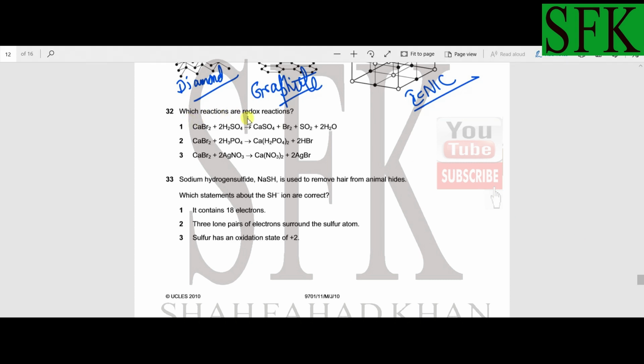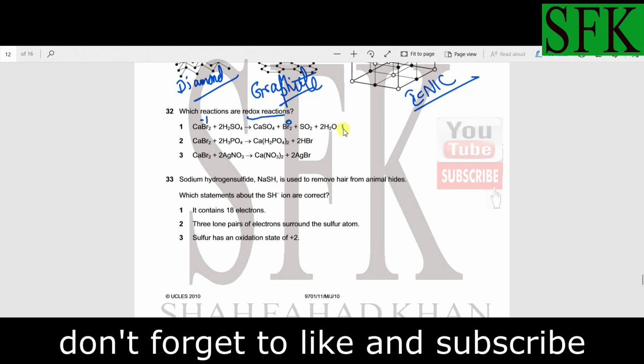Now let's move on to 32. Which reactions are redox reactions? For this question, we need to assign the oxidation numbers and see if there is any change in the oxidation numbers. The bromine molecule has an oxidation number of zero, whereas over here it's -1. So there has been a change in oxidation number of bromine. So this is correct. This is a redox.